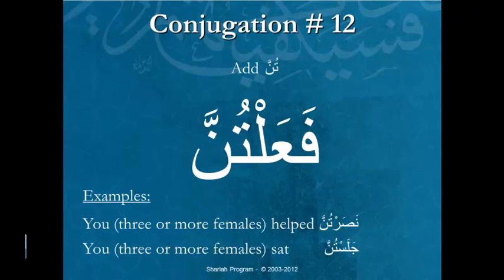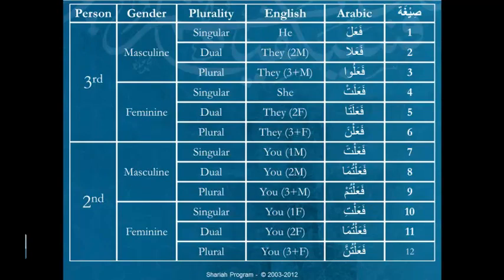Fa'altunna. Okay. Nasartunna, you helped, group of females. Jalastunna, you sat, group of females. And now you can see all 12 of them. Okay, so fa'alta, fa'altuma, fa'altum, fa'alti, fa'altuma, fa'altunna. And now we're almost ready to wrap it up.